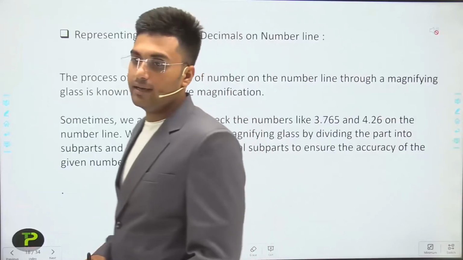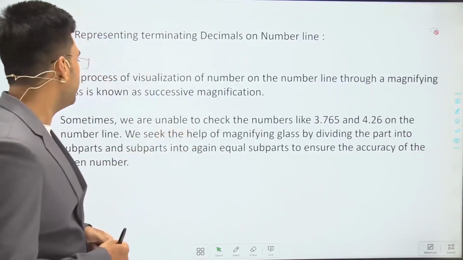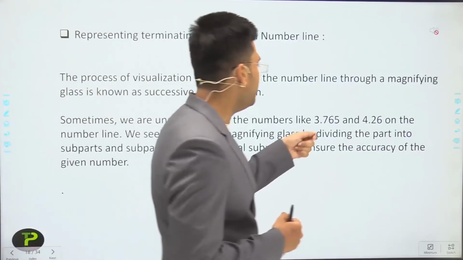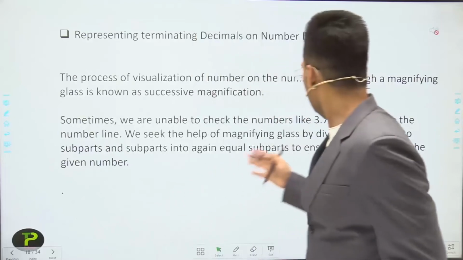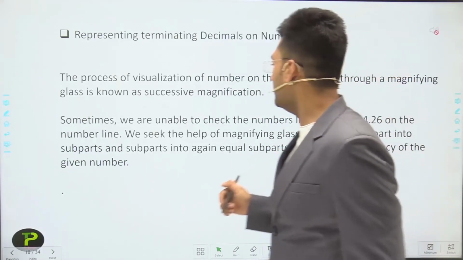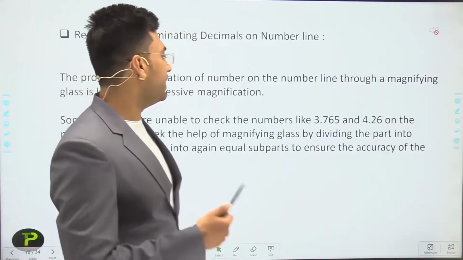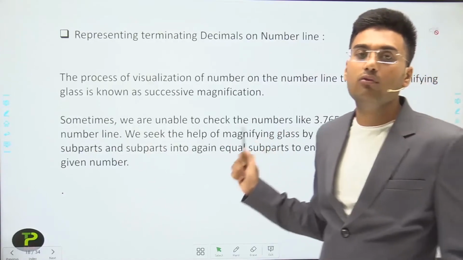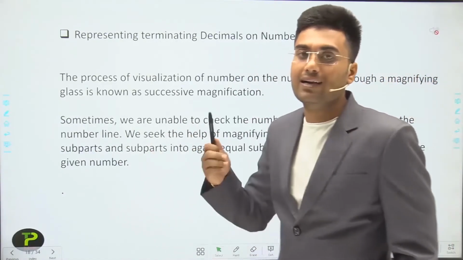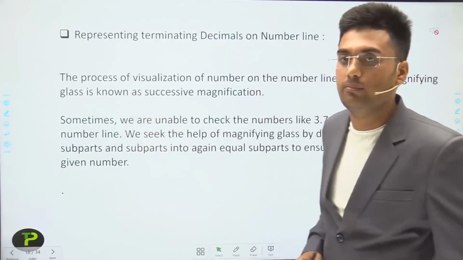First of all, why we use successive magnification: sometimes we are unable to check a number like 3.765 or 4.26 on the number line. Then we seek the help of a magnifying glass. For representing these types of numbers, we have to use the magnifying glass. And what the magnifying glass concept is, we will discuss in the next example.